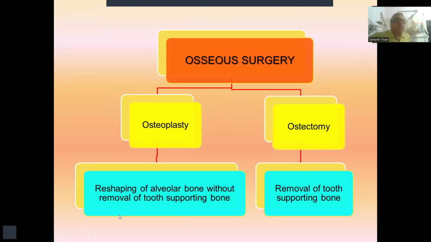Osseous surgery could be osteoplasty and ostectomy. Osteoplasty is reshaping of alveolar bone without removal of tooth supporting bone. Ostectomy is removal of tooth supporting bone.